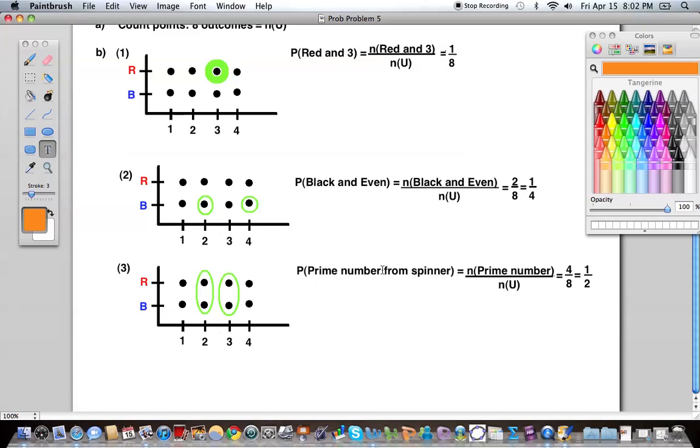So the probability of getting a prime number from the spinner is equal to the number of ways of getting a prime number divided by our total number of outcomes. This is equal to 4. So you can see they're circled. And we can circle all 4 of these in orange. 4 divided by 8, which is equal to 1/2.